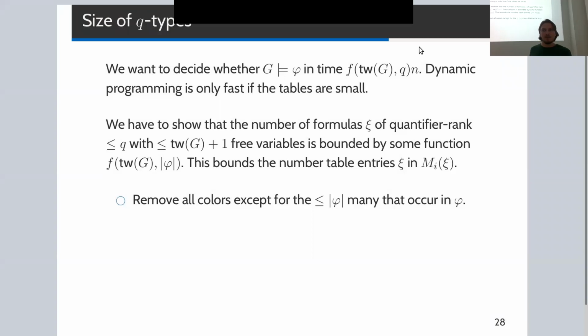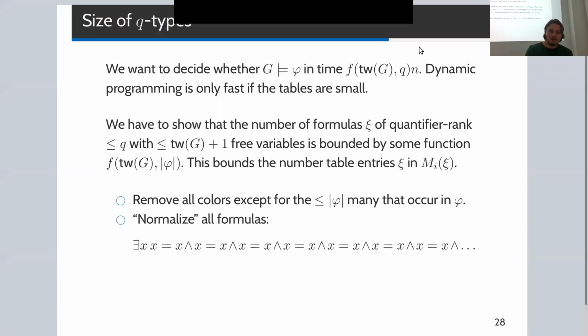That's why we're going to do a first simple reduction rule. We're going to remove all colors of the graph that are not mentioned in our formula. The formula that we're going to evaluate has length at most phi, so the number of colors it can mention is only bounded by its length. All colors that are not mentioned by the formula, we don't care about them. We can just remove them. And now the number of colors in the graph is bounded by phi.